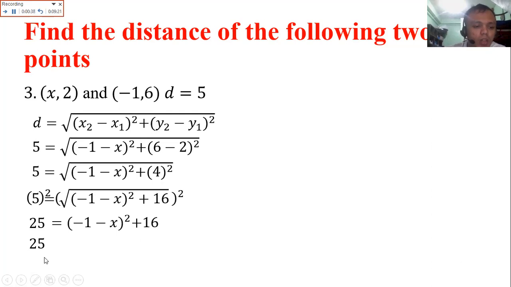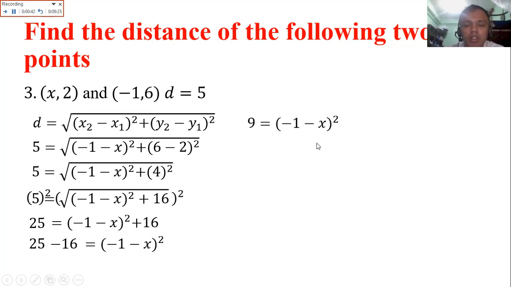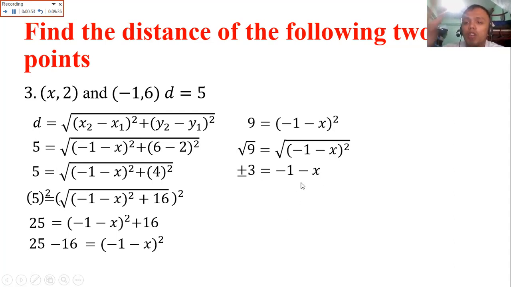Transpose 16, magiging 25 minus 16, that is equal to 9. And then get the square root of both sides. The square root of 9 is equal to positive and negative 3, equal to negative 1 minus x. Again, dalawa yung value na x dito. Transpose negative 1, magiging 3 plus 1 equal to negative x. Then 3 plus 1 is 4. Multiply both sides by negative 1. Then we have x equal to negative 4.